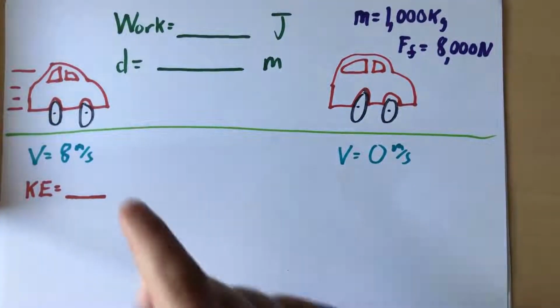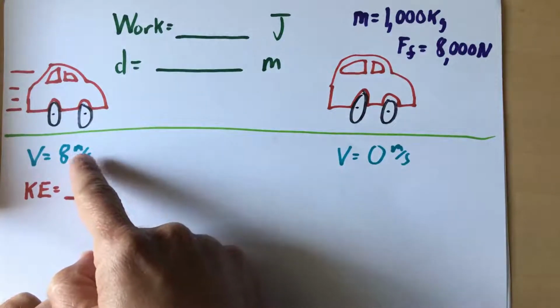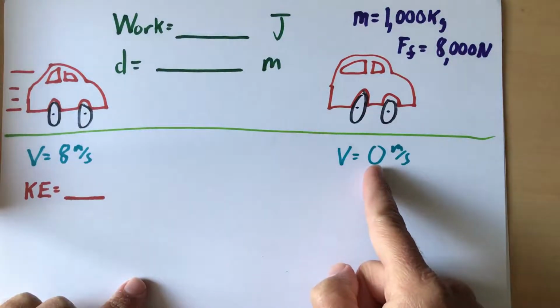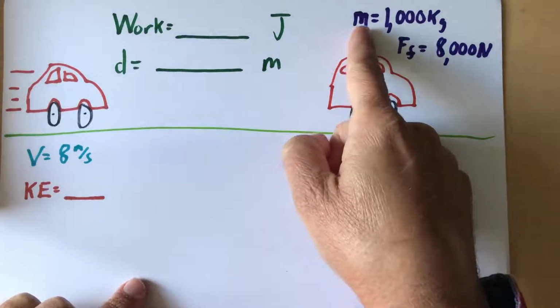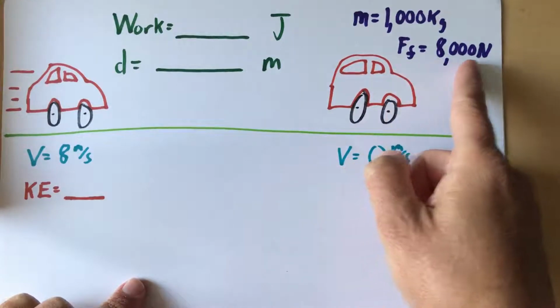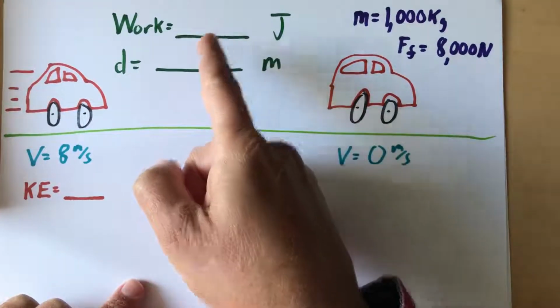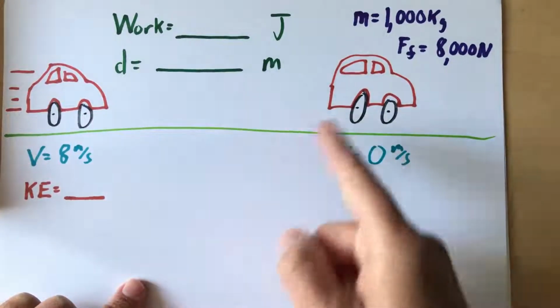So in this problem, we got a car which is going 8 meters per second, and it applies the brakes and comes to a rest at 0 meters per second. They also tell us up in the problem that the mass of the car is 1,000 kilograms and that the force of friction exerted on the car to stop it is 8,000 newtons. They want to know how much kinetic energy it had in the beginning, how much work was done on it, and then what was the distance it took to stop.